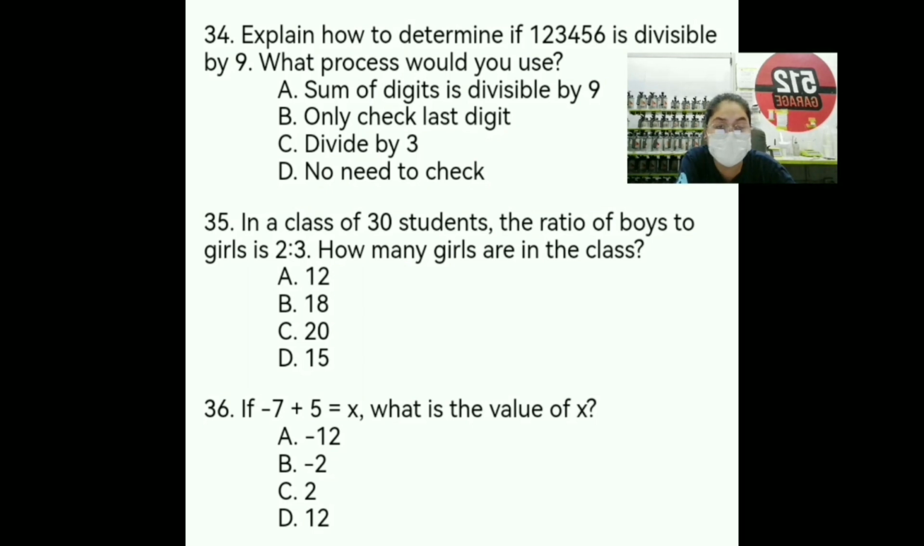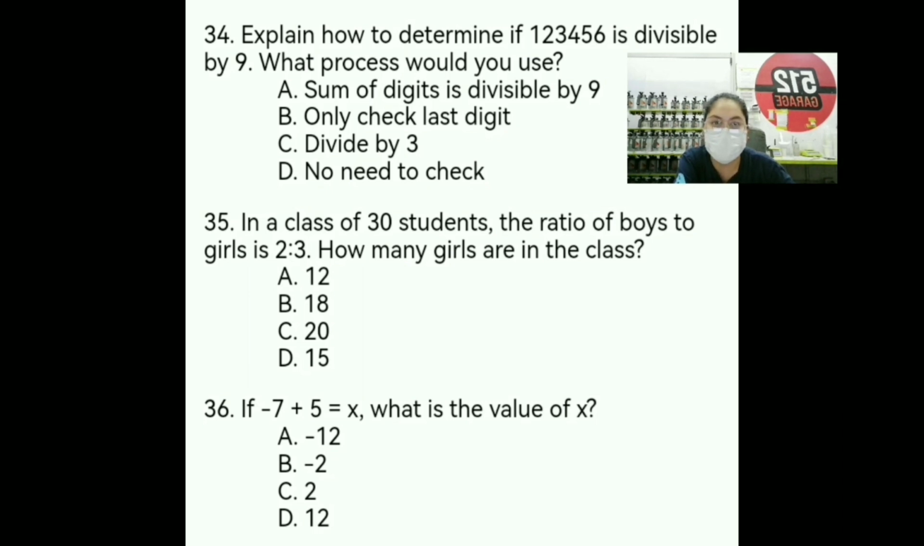Let's rationalize each choice. So letter A, 12, this is incorrect. This is the number of boys, not girls, since boys represent 2 parts of the ratio. Letter B, 18. So this is correct. This matches the calculation as girls represent 3 parts of the ratio and each part equals 6.